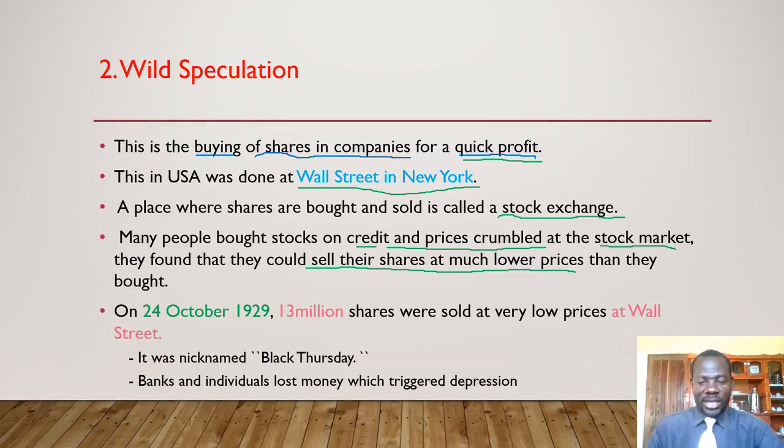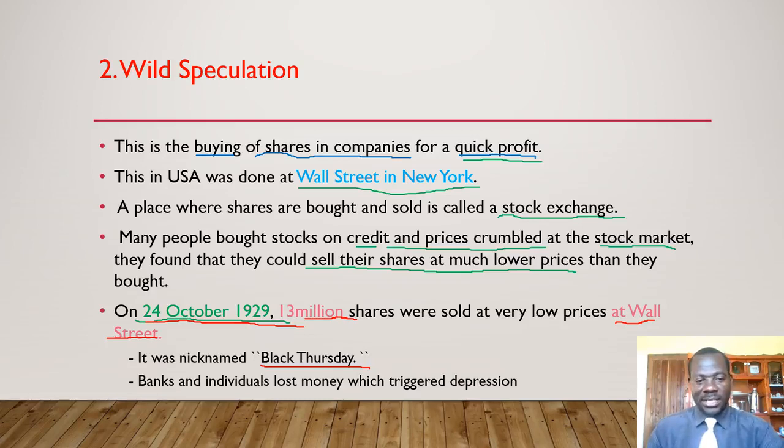So when you have shares, usually you expect those shares to go up. But what happened was that on one day, 24th October 1929, about 13 million shares were sold at a very low price at Wall Street. People lost. They made big losses. So it was named the Black Thursday. 24th October was a Thursday, and it was named the Black Thursday.